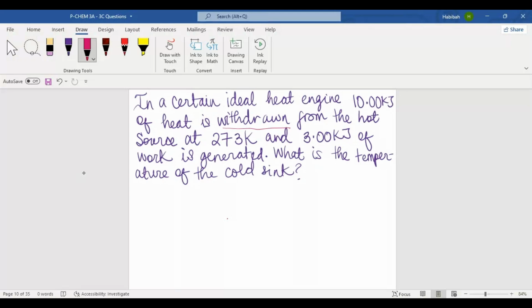Today we're going to be working on the question on the screen that says: in a certain ideal heat engine, 10.00 kilojoule of heat is withdrawn from the hot source at 273 kelvins and 3.00 kilojoule of work is generated. What is the temperature of the cold sink?